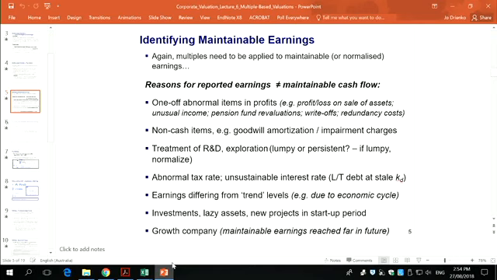So it's not a big problem. Redundancy cost, if you're firing a lot of people, that's expensive. It's expensive to fire people. So hopefully you won't be firing people every single year, because you'd have to restructure your company every single year.